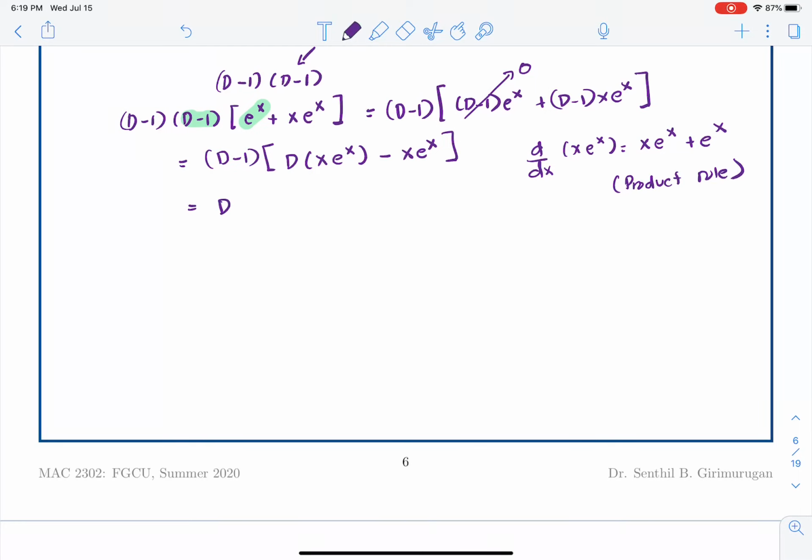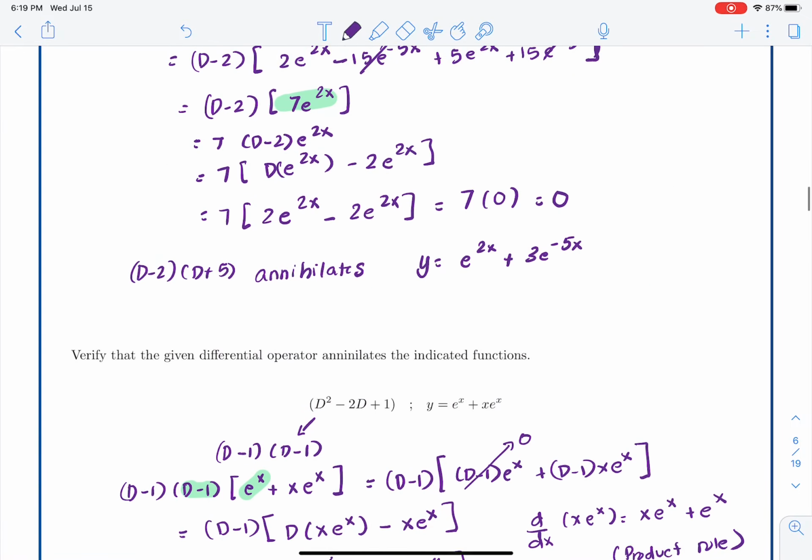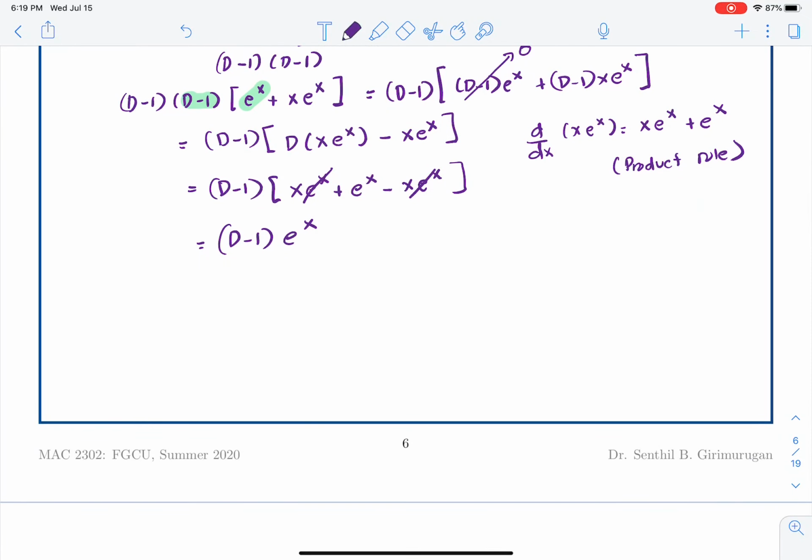So we will have (D minus 1) applied to x e raised x plus e raised x minus x e raised x. Those two would go away. And I have (D minus 1) e raised x. But we know D minus 1 will annihilate e raised x from the previous problem. We can verify it if we want. D applied to e raised x minus e raised x, it's e raised x minus e raised x, we get 0.